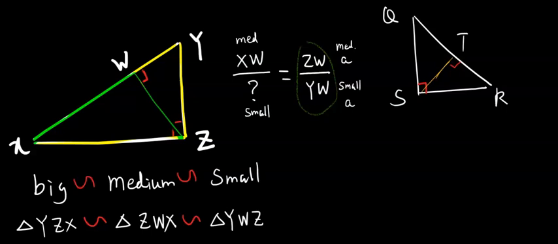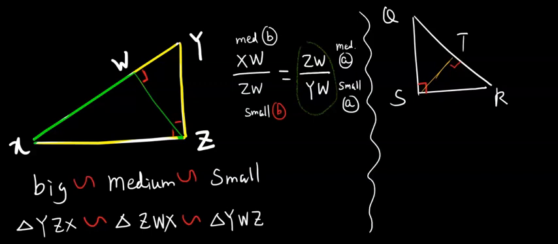Left-hand side gives us medium. XW is a longer leg denoted using letter B, which means I need to find the small triangle's B, which is the longer leg. Okay, small triangle, longer leg, we're going to write down ZW. ZW, that's the small triangle's longer leg. Okay, we got it. We're going to put it down right here. Alright, that's our first practice.